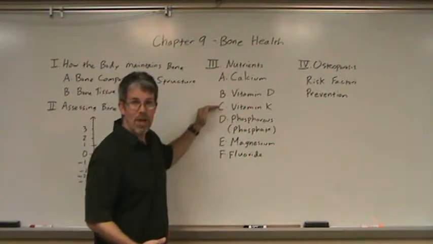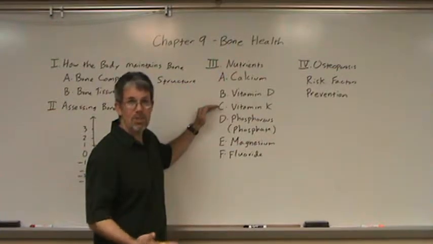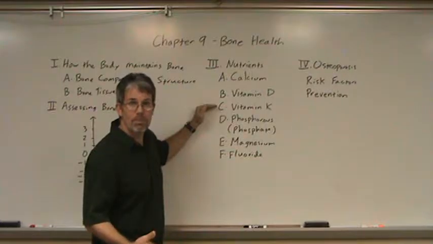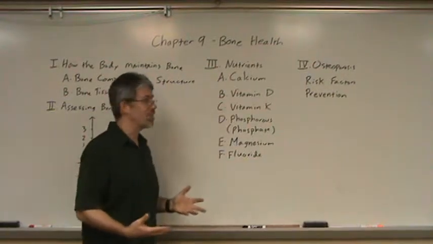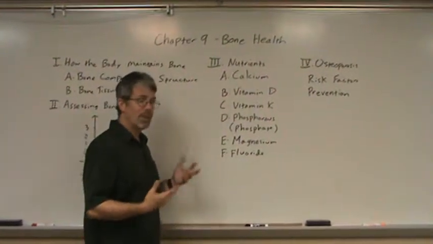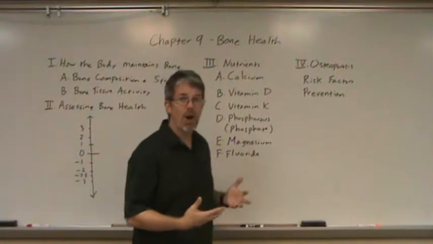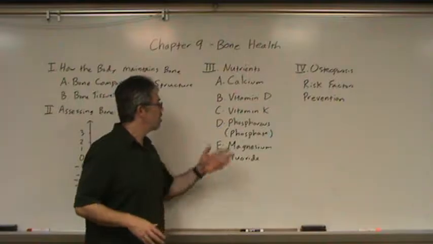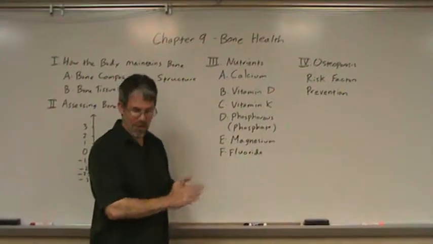Vitamin K's main job is in blood clotting. It'll be mentioned in chapter 10 as well as this chapter. It does play a role in bone remodeling, which is why it's included here. Vitamin K is also manufactured in part by the bacteria in the large intestine. It's also very abundant in many vegetables.